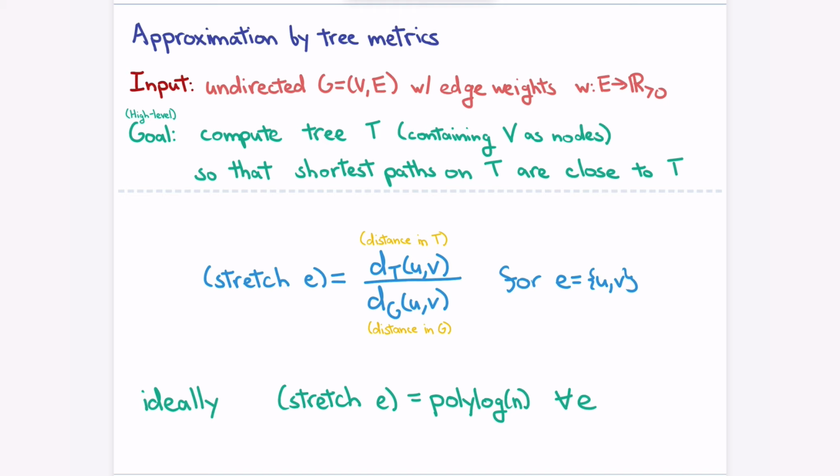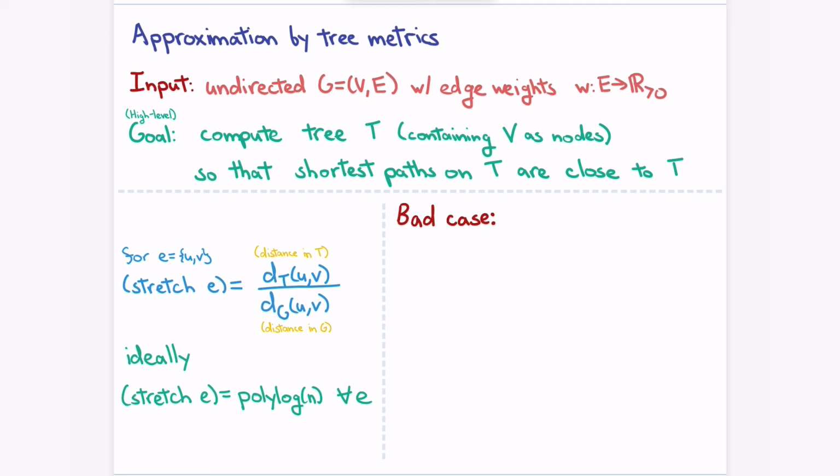That's the dream, to get polylog stretch, but it's not too hard to think of a case where you can't. Suppose I restricted it to spanning trees, so you can only pick a spanning tree. You compute a spanning tree and then use the shortest path in the spanning tree as a proxy for your shortest path in the graph. What is an example of a tough case for this?